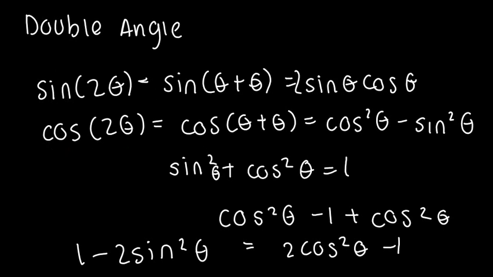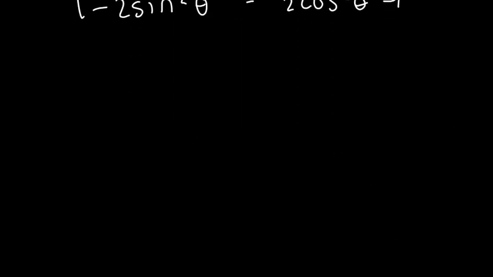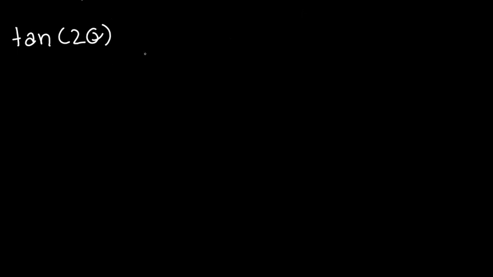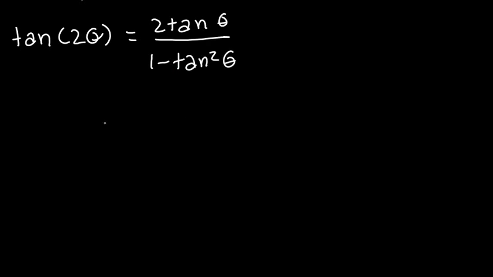And if you were to want tangent of 2 theta, you just divide sine of 2 theta by cosine of 2 theta, and you get 2 tangent theta over 1 minus tangent squared theta. So these are the three main double angle formulas.